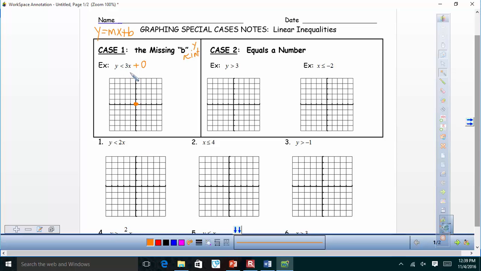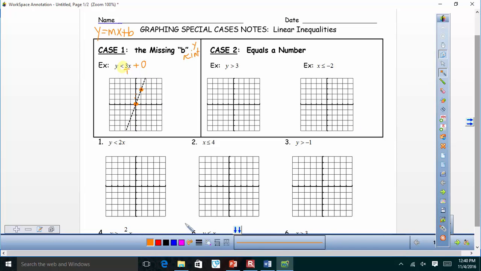Then we'd use our slope. Technically, what is 3 over 1? So 3 over 1. That means I'm going to go up 1, 2, 3 to the right 1. Now yesterday, remember we looked at the sign to see, is it going to be a solid line or a dotted line? It is a dotted line. So you would want to draw a dotted line all the way through.